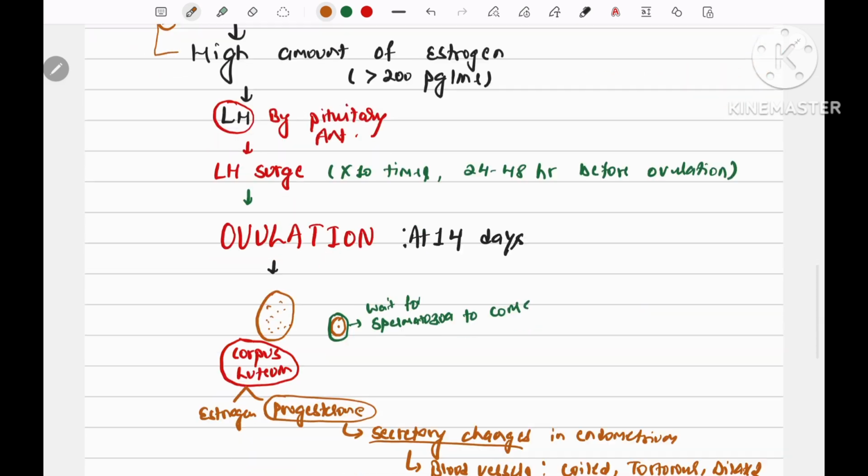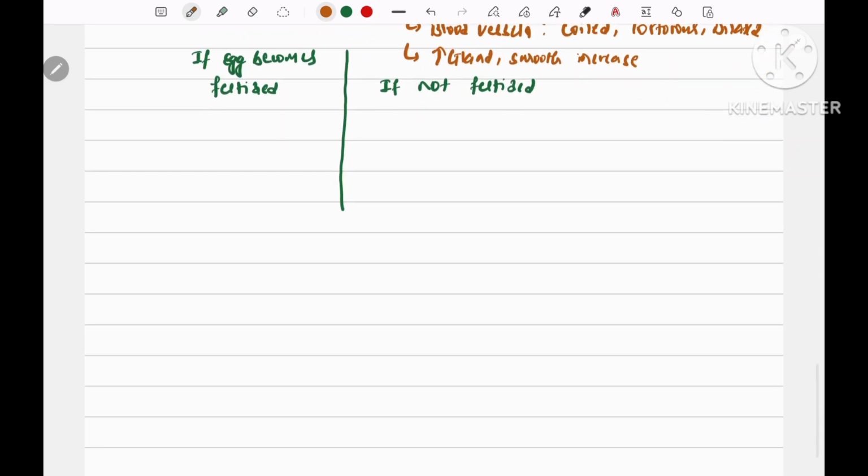Now if the egg becomes fertilized, then this embryo will release the HCG hormone, which is called human chorionic gonadotropin. This HCG is released by the syncytiotrophoblast.